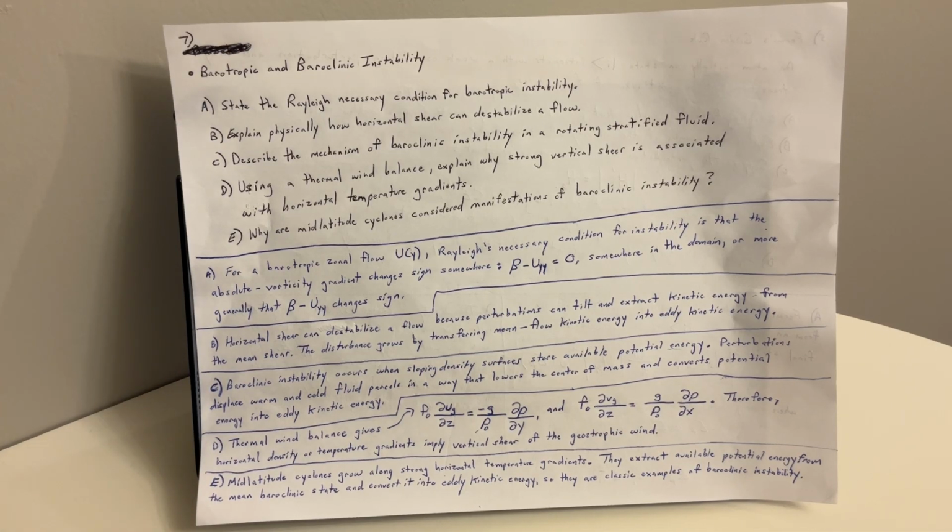And E, why are mid-latitude cyclones considered manifestations of baroclinic instability? Here, mid-latitude cyclones grow along strong horizontal temperature gradients. They extract available potential energy from the mean baroclinic state and convert it into eddy kinetic energy. So they are classical examples of baroclinic instability. Okay, so that's number 7. Hopefully I didn't talk too fast, but the answers are correct.